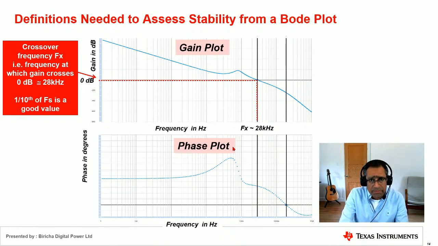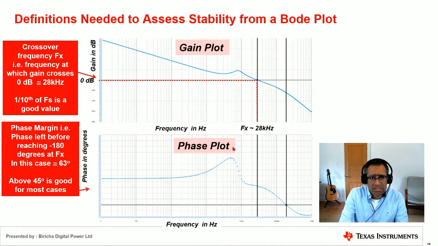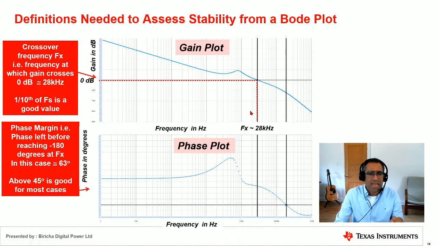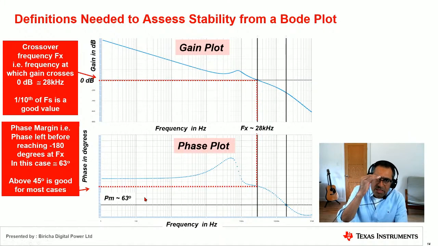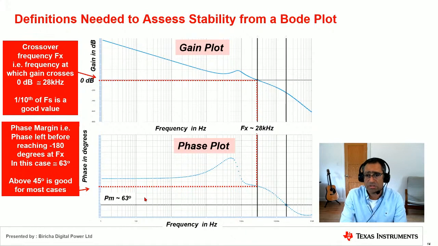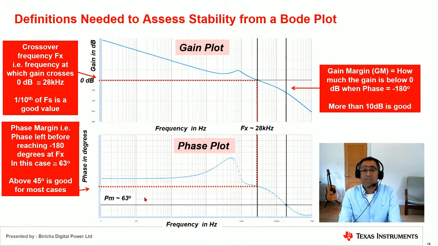At crossover frequency, then we look at the phase. So if crossover frequency is 28 kilohertz, you look at how much phase is left above minus 180, and that is called the phase margin. So if you draw a line on here and you look at the phase and you look at the minus 180 point, you see that you've got 63 degrees before you hit minus 180. And again, that is the measure of your relative stability. Any number above 45 degrees, so a phase margin of bigger than 45 degrees, is good for most applications.